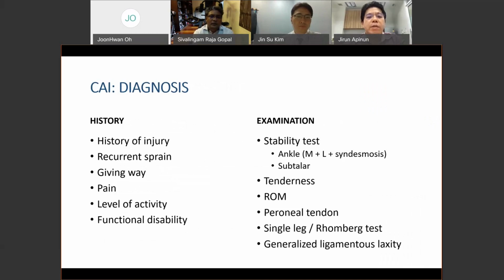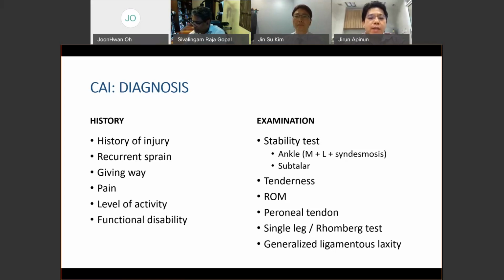Okay, the diagnosis of chronic unstable ankle starts from history. We must ask the patient about the history of injury, the symptoms of recurrent sprain, the giving way, pain, and the level of activity and functional disability that is affected. For the examination, we must test the stability of the ankle, both on the lateral side, the medial side, and also the syndesmosis, and also the subtalar stability.